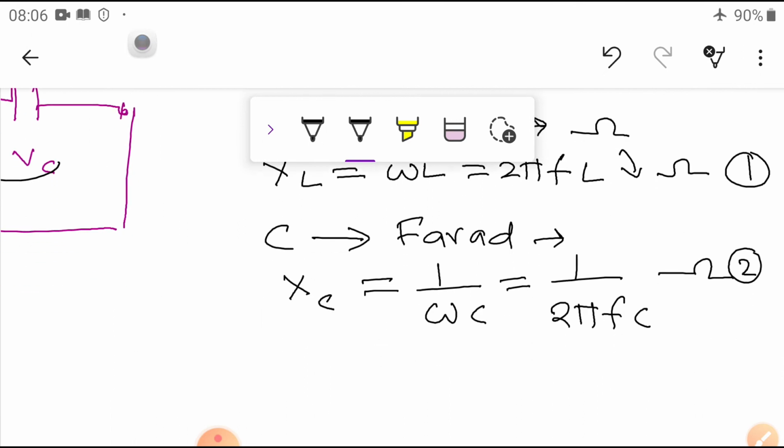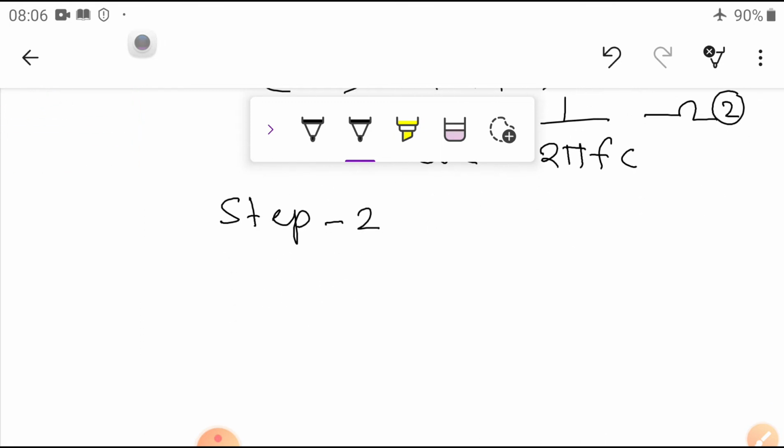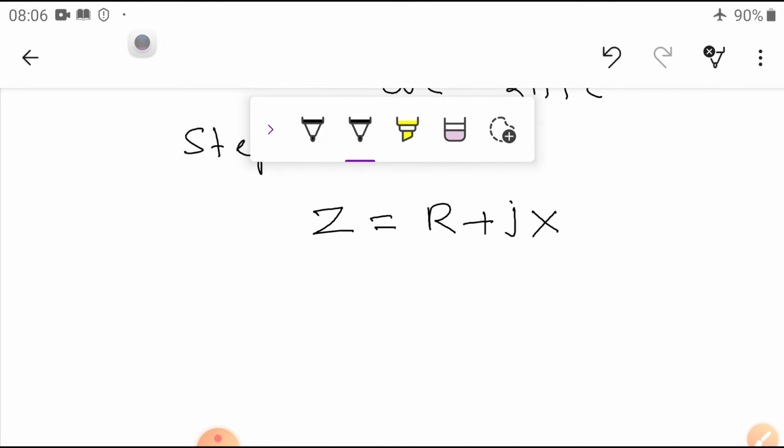Now, step 2. Combine all the children into Z. Z is equal to R plus jX. Here, what is X? X is equal to the net reactance.